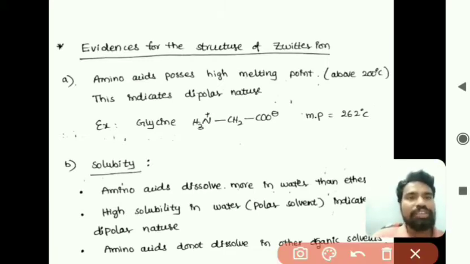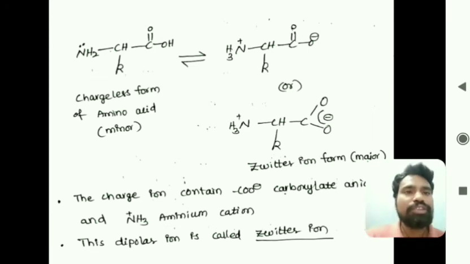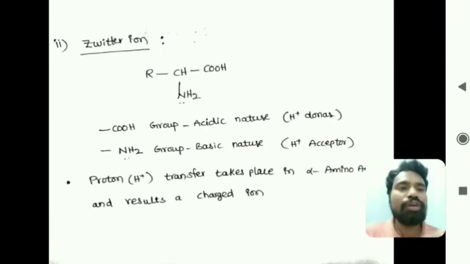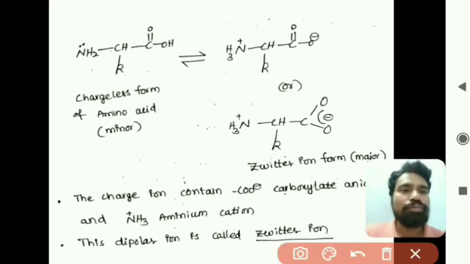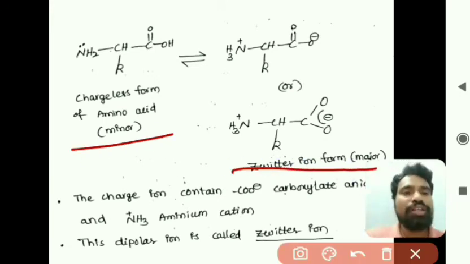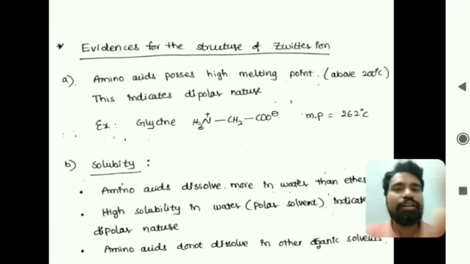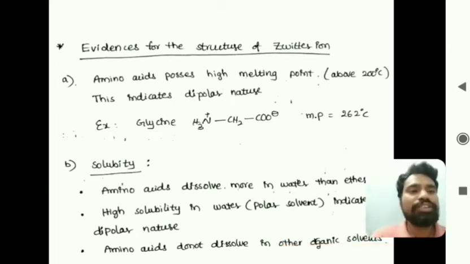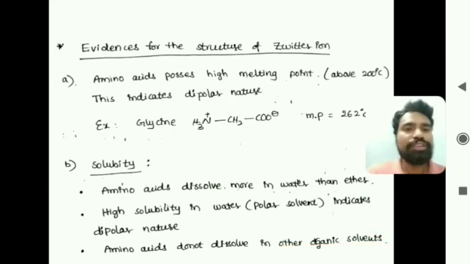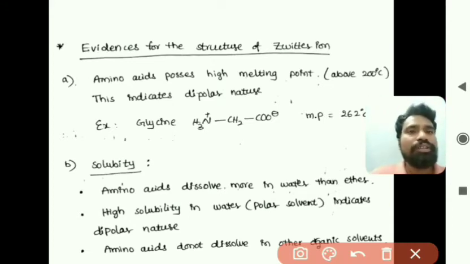Now, what are the evidences for the structure of the zwitterion? As we observed in the previous point, the zwitterionic form is more major when compared with the chargeless form of the amino acid, which means amino acids exist majorly in the form of zwitterion. And what are the evidences for the zwitterionic structure of alpha amino acids? The first one is melting point.